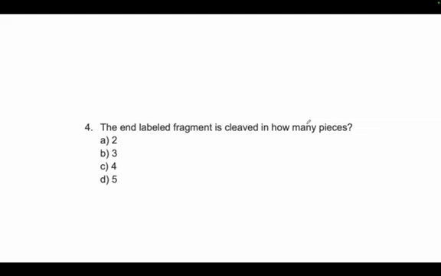The end-labeled fragment is cleaved into how many pieces? It's asking, basically, this is our fragment. We have labeled it here. How many pieces is it going to be cleaved into? So for each fragment, we assume the probability of modification is such that it will be modified at one site only. So it will most likely be cleaved into 2 pieces, right after the modified site.